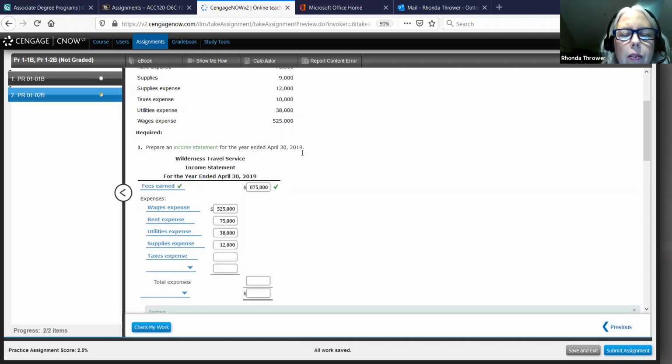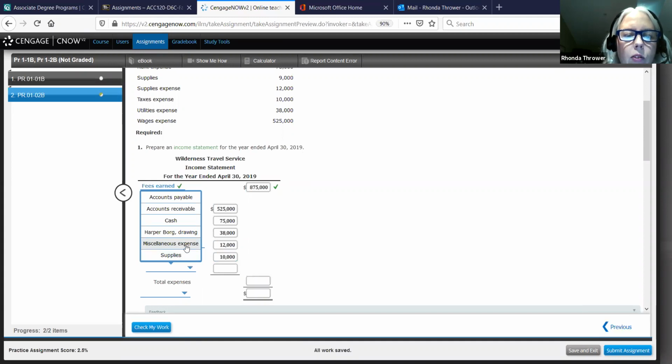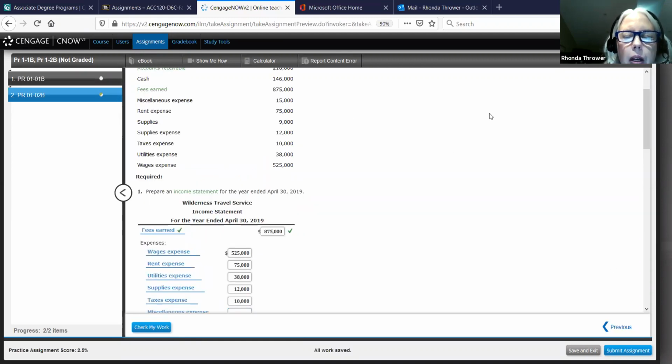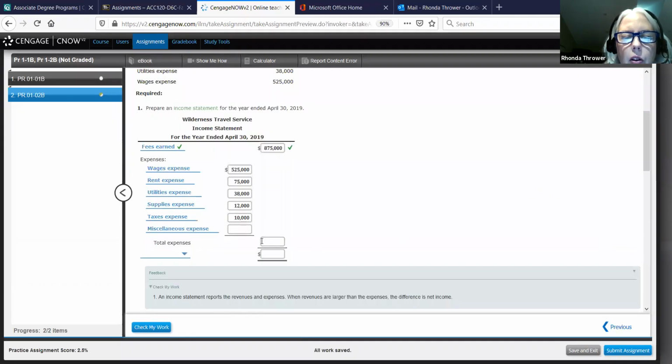Taxes expense, $10,000. And then your last expense is miscellaneous expense. Miscellaneous expense will always go last in your list of expenses, and the amount of that is $15,000.